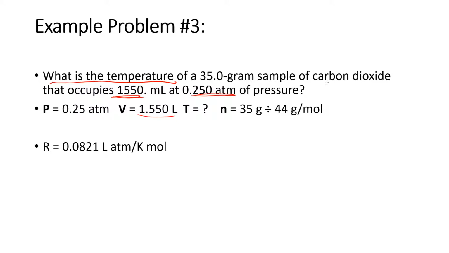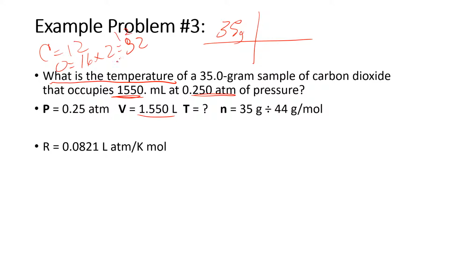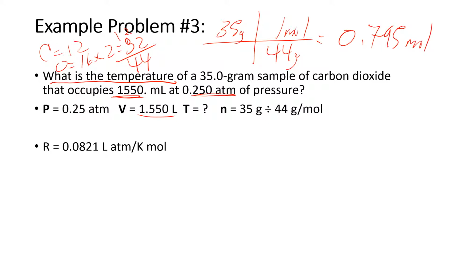We took 35 grams of carbon dioxide. So if we have 35 grams of CO2, carbon, if you look on the periodic table, is 12 and oxygen is 16. There's 2 oxygens, so that's 32, and 12 is 44. So that's 44 grams in 1 mole. So that'll allow us to get to moles, and 35 divided by 44 is 0.795 moles.